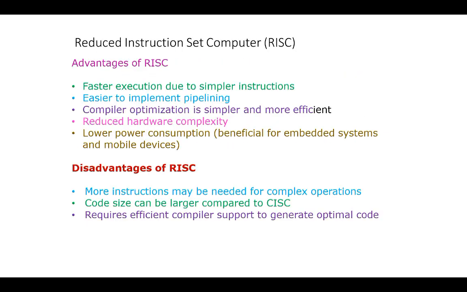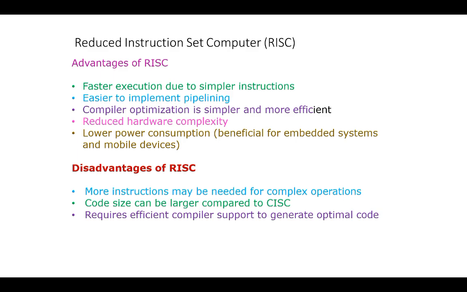These are some of the advantages and disadvantages. The advantages are faster execution, easier pipelining, better compiler optimization, reduced hardware complexity, and low power consumption. As a simple day-to-day example, RISC processors are widely used in smartphones, tablets, IoT devices, and embedded systems.